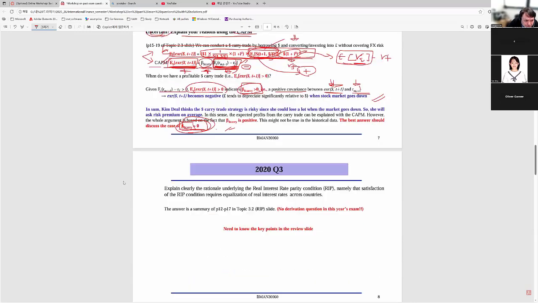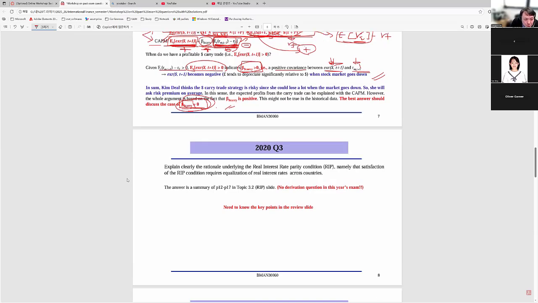Anyway, and then 2020 question 3. Explain clearly the rationale underlying the real interest rate parity conditions. Namely, that satisfaction of the real interest rate parity requires equalization of the real interest rate across countries. At that time, this was the closed book, face-to-face exam, so students needed to provide all the derivations about the real interest rate parity. Now this year, you don't have to worry about that because there will be no derivation questions.